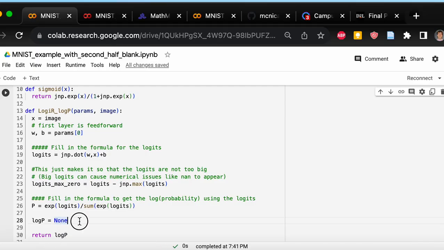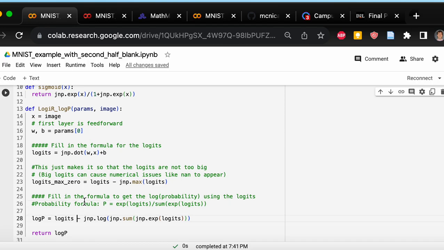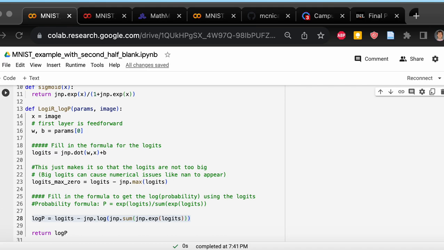So the answer here is going to be the logits. It's just the logits, and then it's minus this special number. And to get that number, I'm going to do jnp.log of jnp.sum of jnp.exp of the logits. Okay. All right, and I think that will be perfectly correct. This is the probability formula, as a comment. And then we take the log. Okay, so we got the logits by doing the inner product, and then we went from logits to log probabilities by doing this thing. And let me just double check in my little cheat sheet that that is actually correct. Yeah, okay, that's perfect.